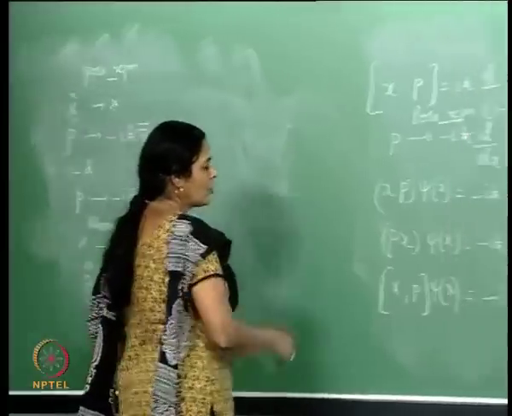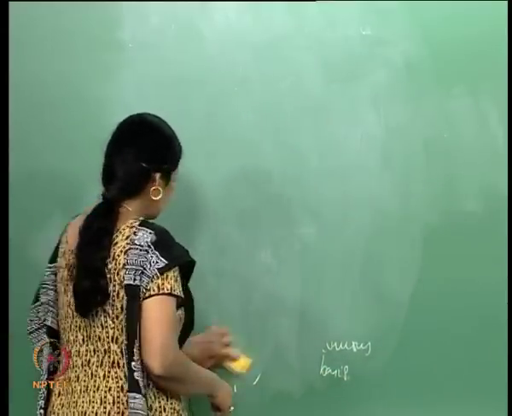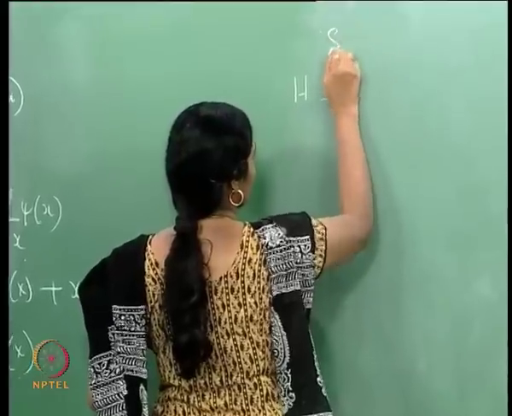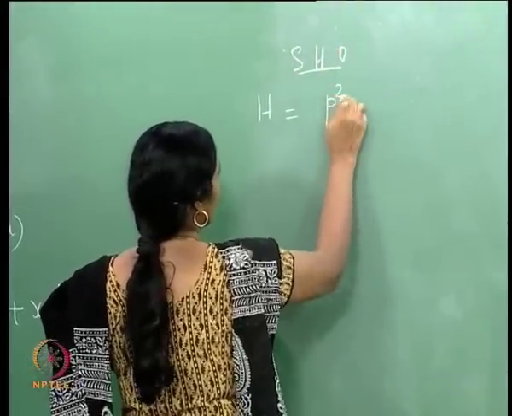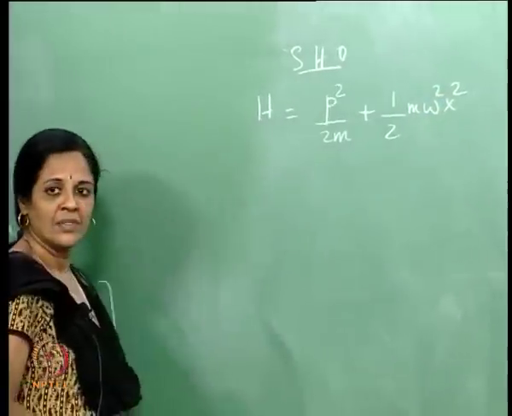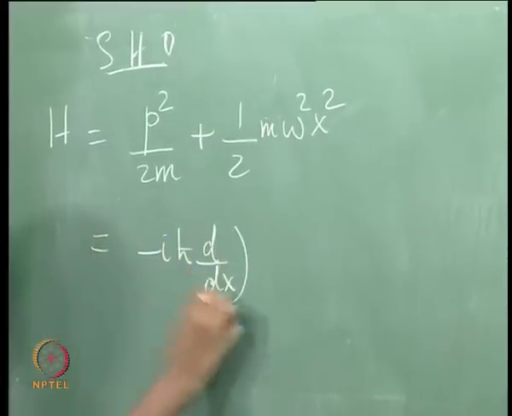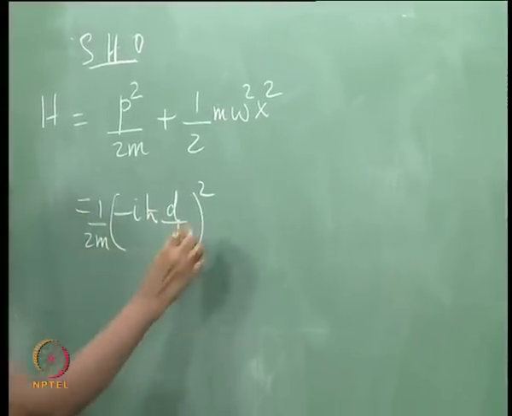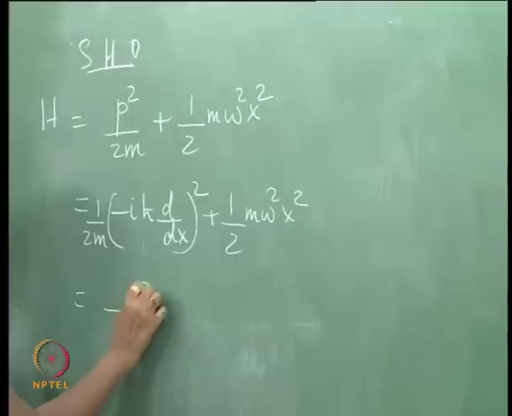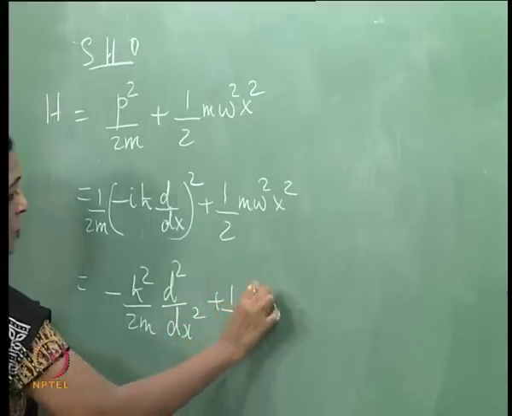Now finally, I want to go to the harmonic oscillator problem and illustrate a certain point. The Hamiltonian of the oscillator, the one dimensional simple harmonic oscillator, is p²/2m plus ½mω²x². Written in the position representation, this would be 1/2m multiplying (minus iħ d/dx) the whole squared, plus ½mω²x², which is the same as minus ħ²/2m d²/dx² plus ½mω²x².